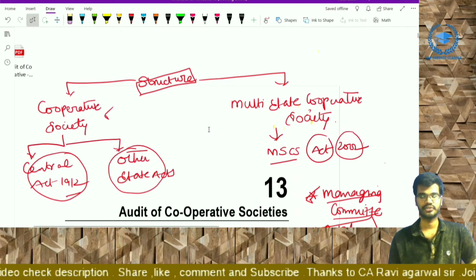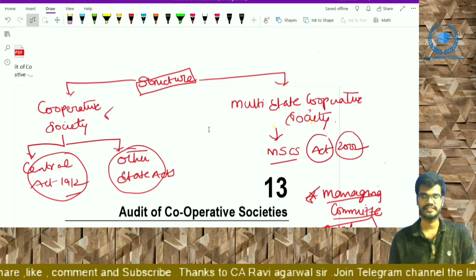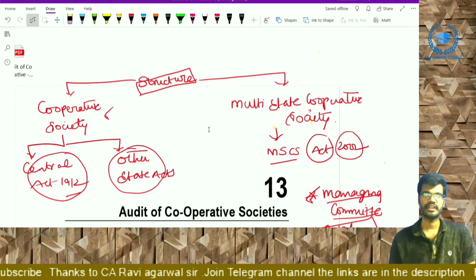This is Mouli Venkata Akhil, and today's topic is the audit of cooperative societies. These are quick revision videos for CFNL audit.